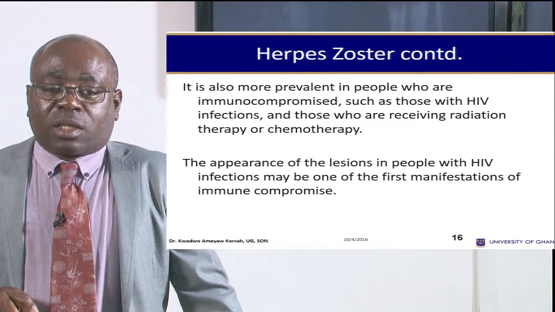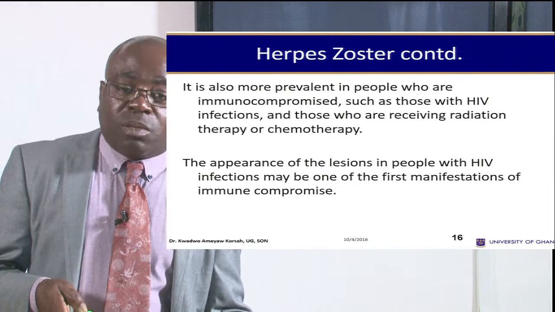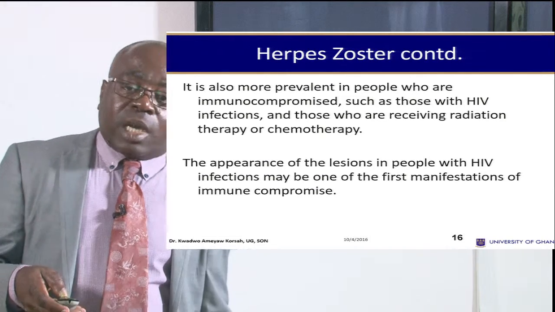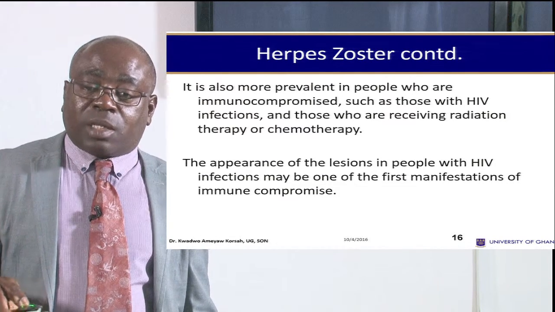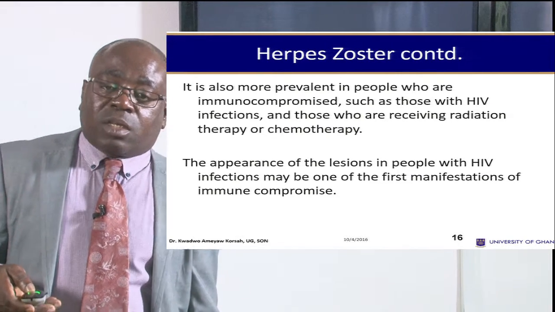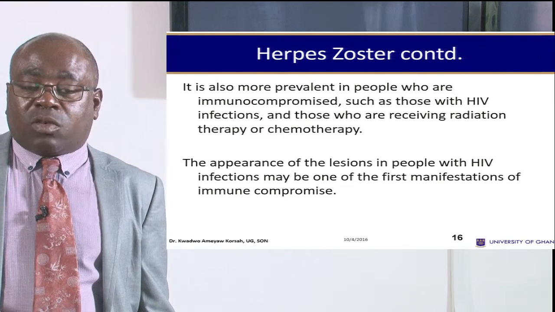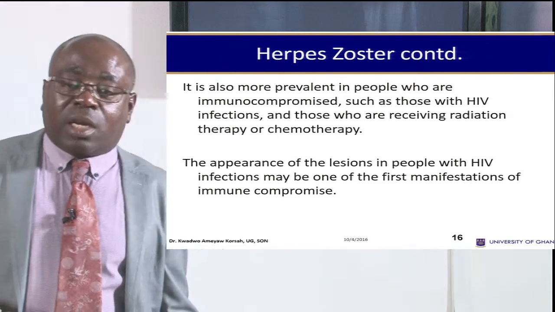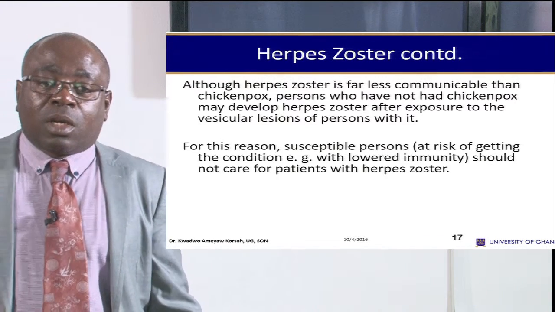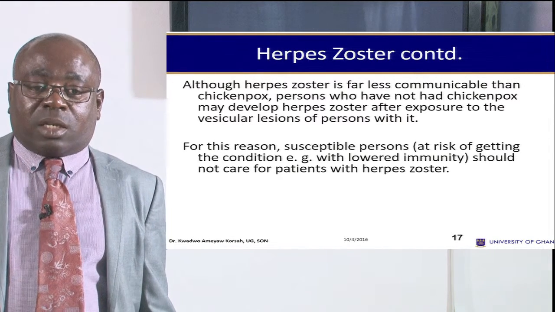So the appearance of the lesions in people with HIV infection may be one of the first manifestations of the immune compromise. So if somebody has this kind of condition repeatedly, we need to screen the person for HIV status. And again, patients with lowered immunity, for instance tuberculosis and then diabetes and others, we need to screen them when they have this kind of condition. But herpes zoster is far less communicable than chickenpox.